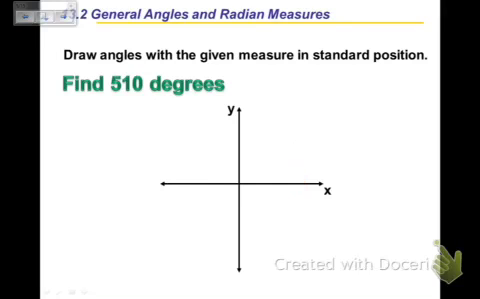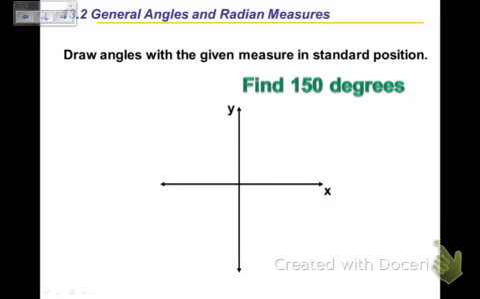Okay. Drawing another one here. How about 150 degrees? Again, start on your initial side. It's positive, so I'm going up. 90. I don't want to go to 180, so I'm going to stop here. There it is. I'm going to say that's 150 degrees. These don't have to be exactly perfect, but they've got to be pretty close. Okay, so there's 150 degrees.